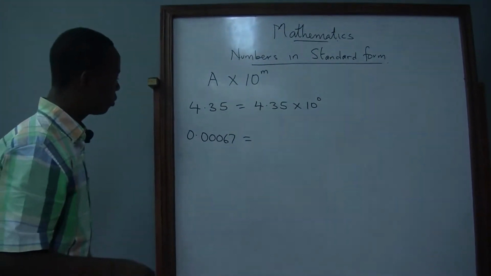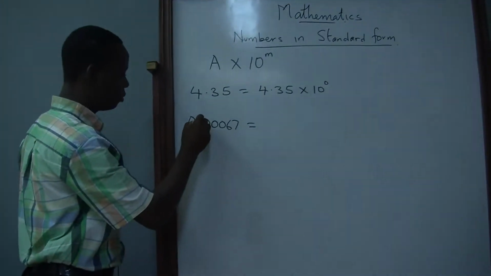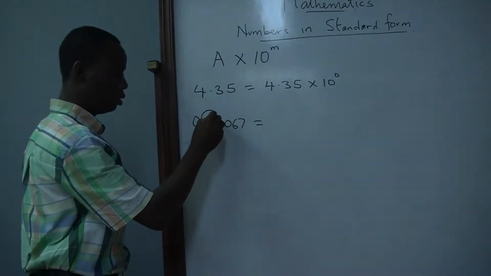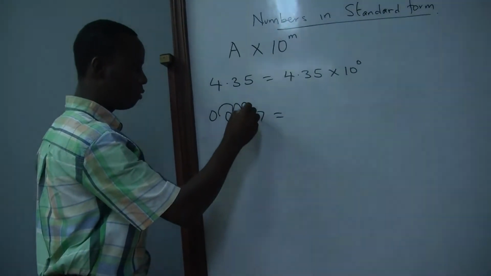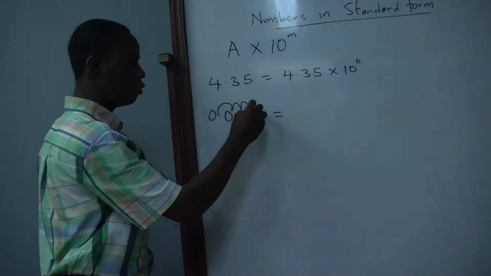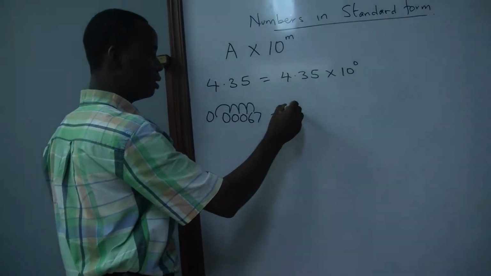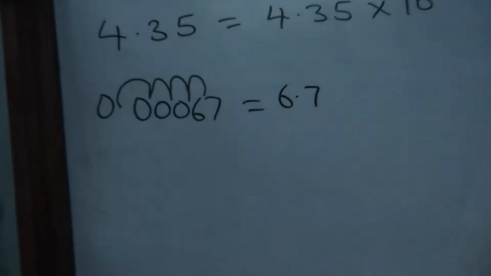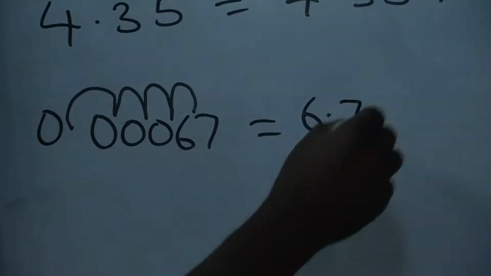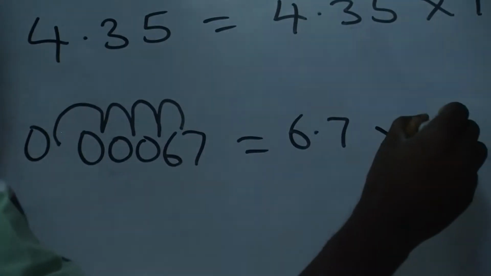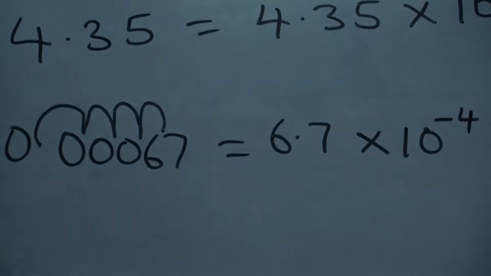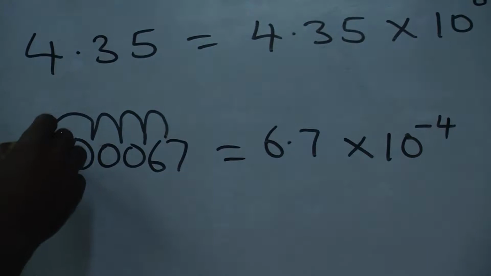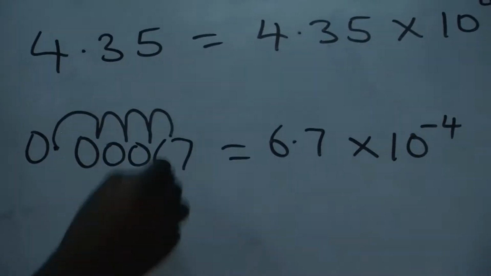So let's see what will be that number. It's going to be from here to here, that's 1. From here to here, 2. From here to here, 3. And from here to here, 4. So what we're going to be having now will be 6.7 times 10 raised to the power of -4, because it has moved 1, 2, 3, 4 places.